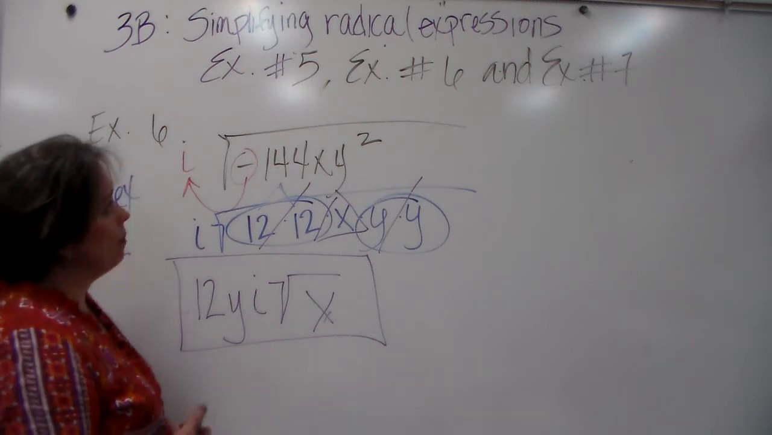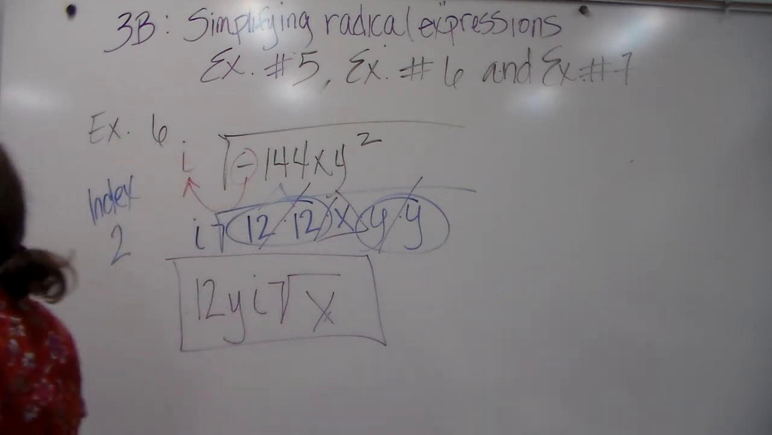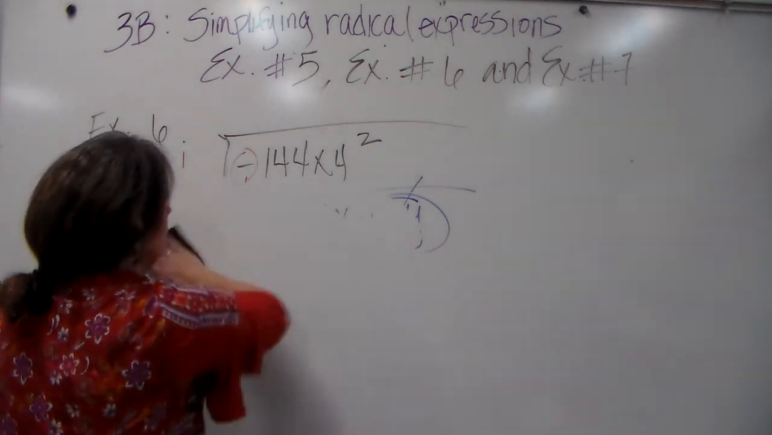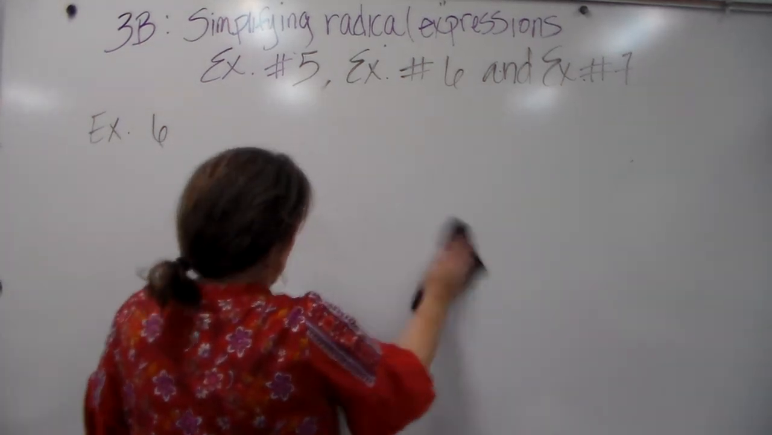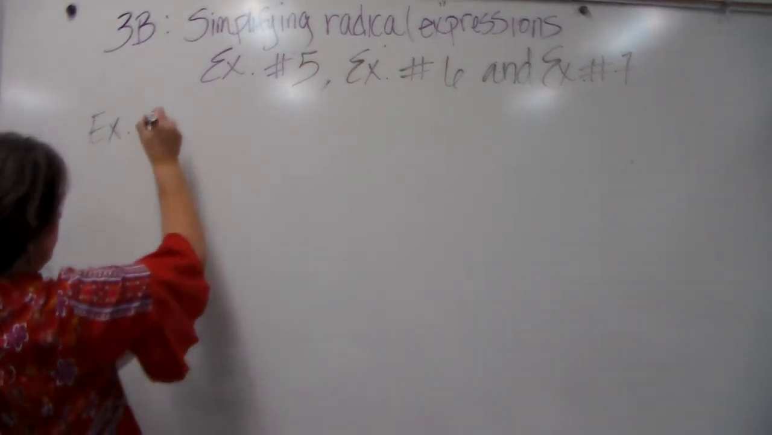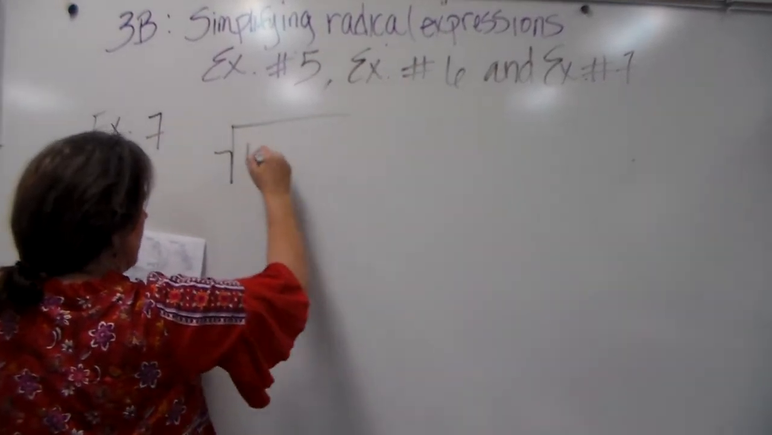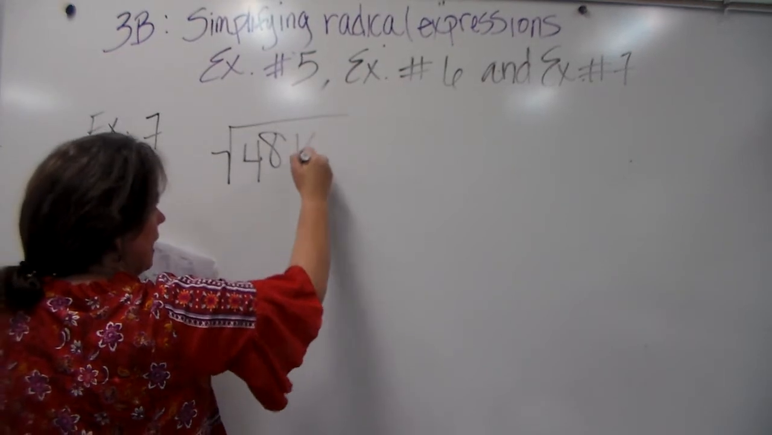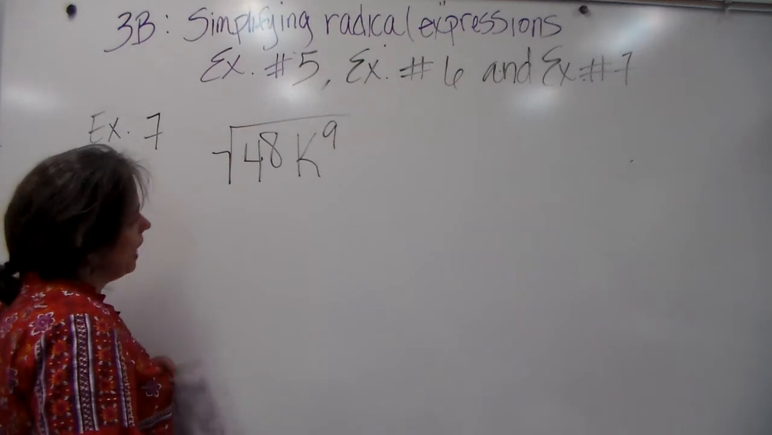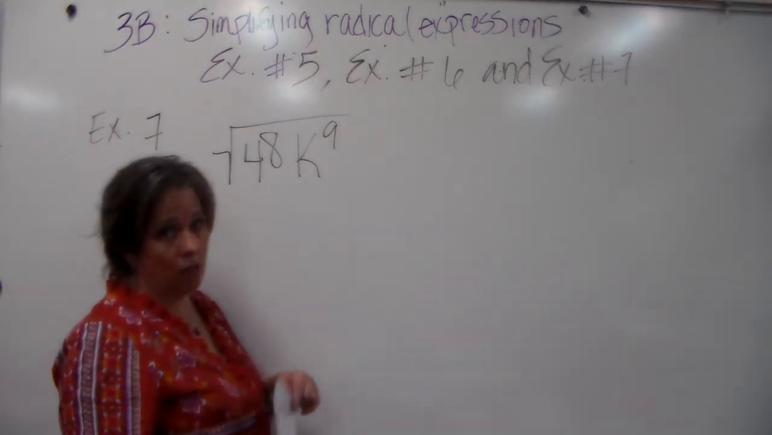So let's do our last example, example number 7 on your notes. Now, on example number 7, we've got a new variable. We haven't seen this variable much. On example number 7, we have the square root of 48 k to the 9th power, okay? And even though that's a really big exponent, we do it just the same way, okay?